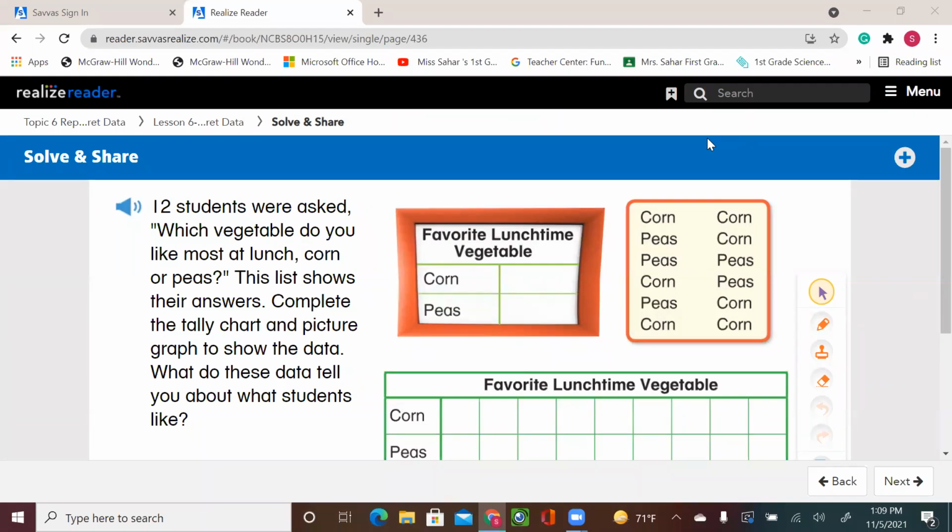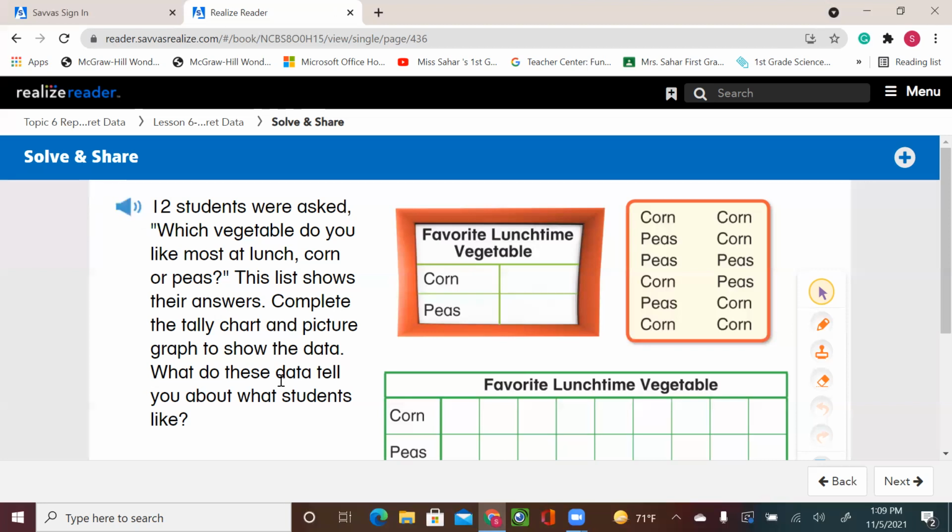Hello, first graders. Welcome to a new math lesson. Please get your book ready and open page 261. We are in lesson 3, topic 6. Let's listen. 12 students were asked, which vegetable do you like most at lunch, corn or peas? This list shows their answers. Complete the tally chart and picture graph to show the data. What do these data tell you about what students like?